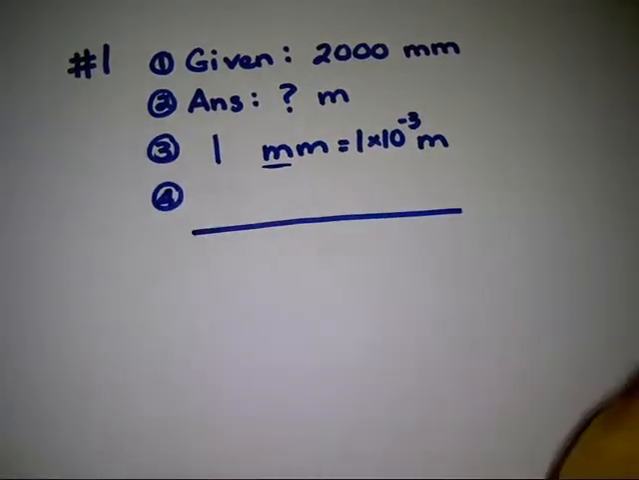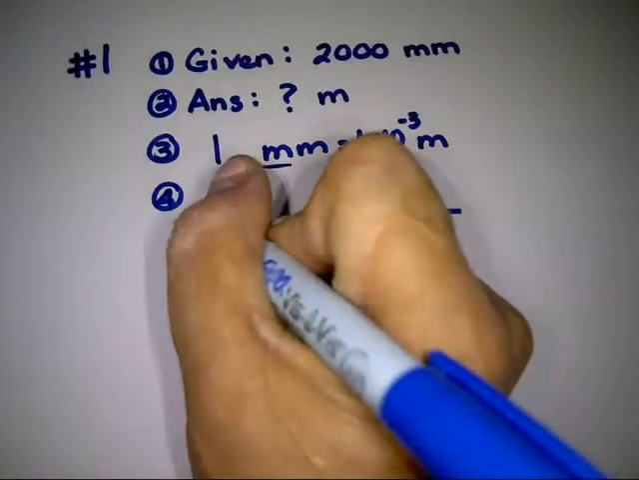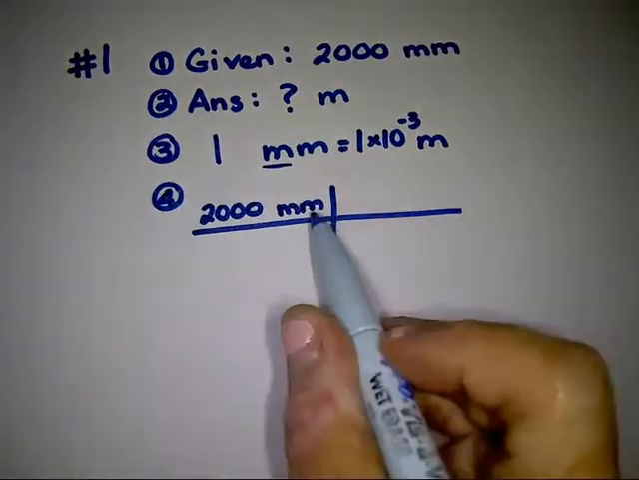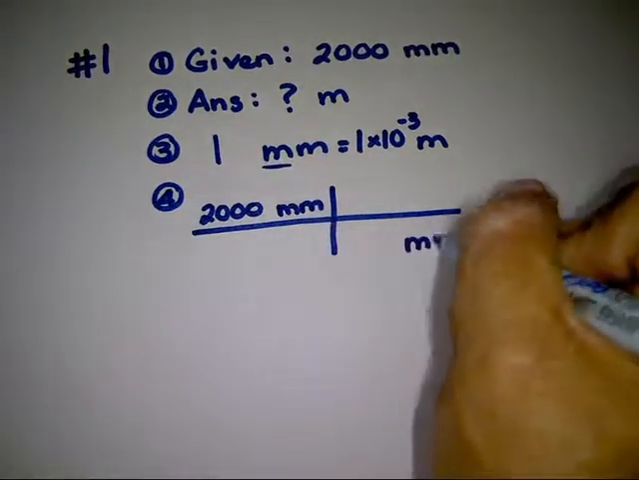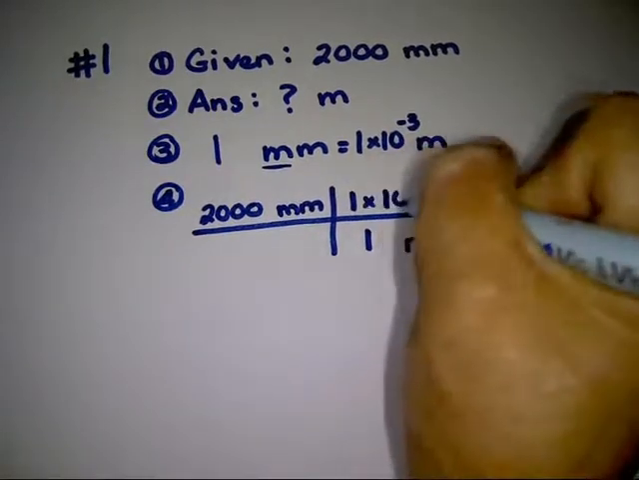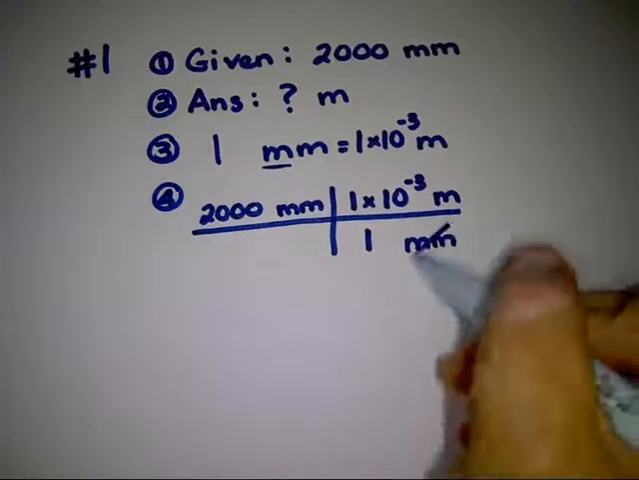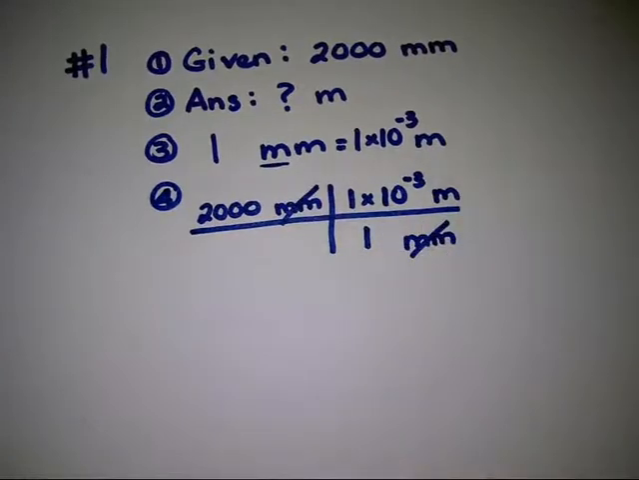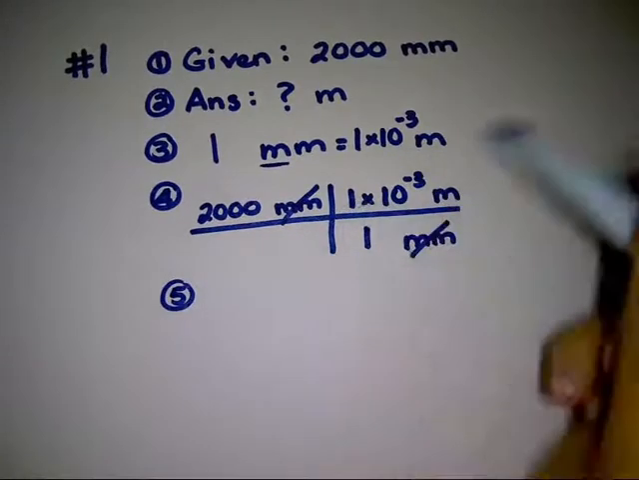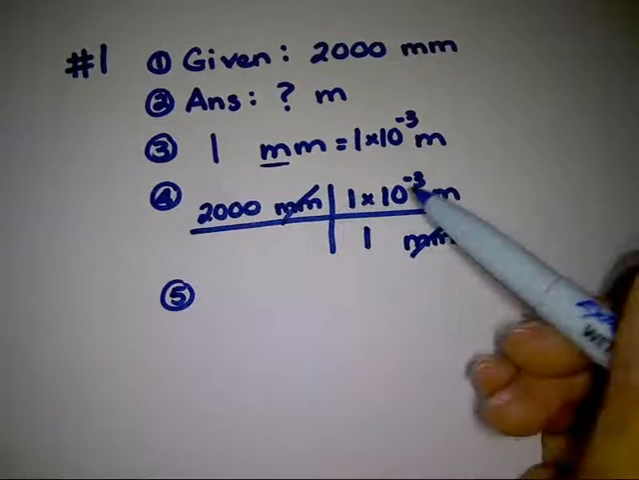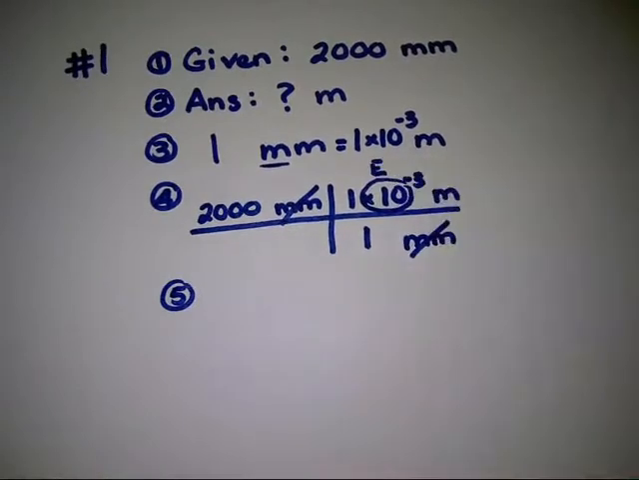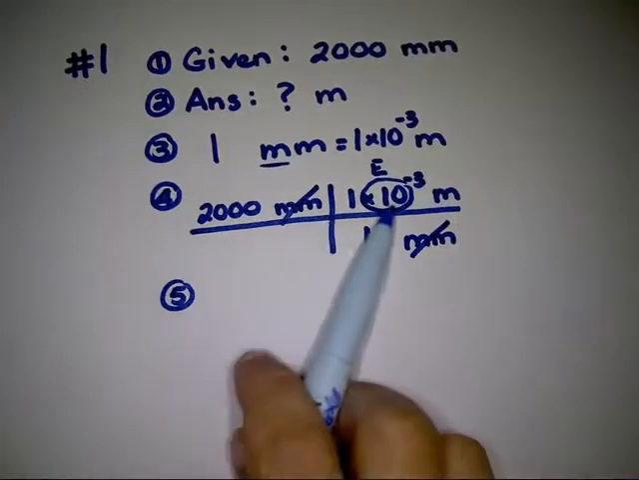Let's put it into our dimensional analysis grid now. We have 2,000 millimeters. That's our given. Millimeters on the top, so millimeters must be on the bottom. They must match up. So 1 millimeter equals 1 times 10 to the negative 3 meters. The millimeters will cancel out. We are going to put this into the calculator. 2,000 times 1 times 10 to the negative 3. Remember, times 10 should be punched in as an E in your calculator. So it will be 2,000 times 1E negative 3.